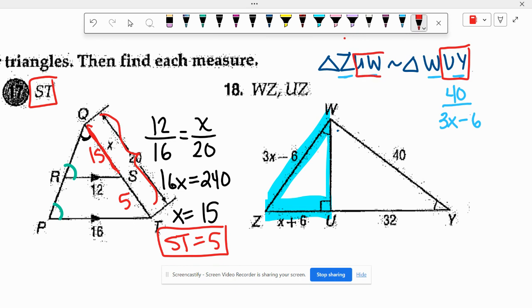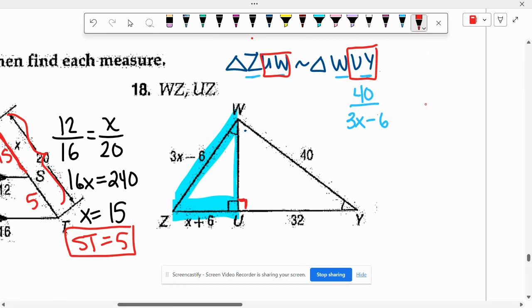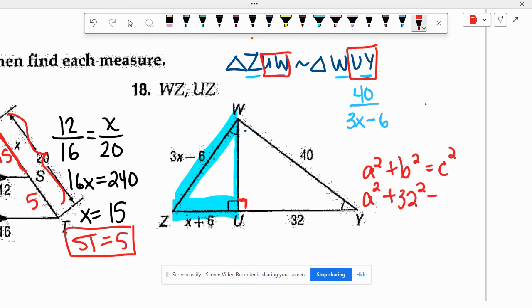We also know UY, which is the last two letters. Do we know the measure of UW? Nope. Can we find the measure of UW? What kind of a triangle is this? It's a right triangle. We have to use the Pythagorean theorem. A squared plus B squared equals C squared. C is actually that measure 40. That's your hypotenuse. So A is going to be our unknown side, plus 32 squared equals 40 squared.